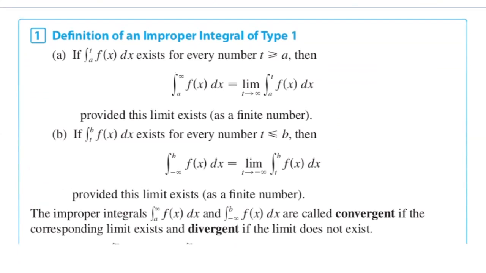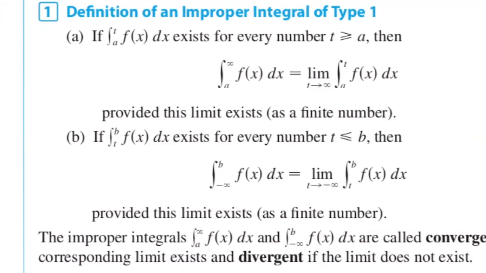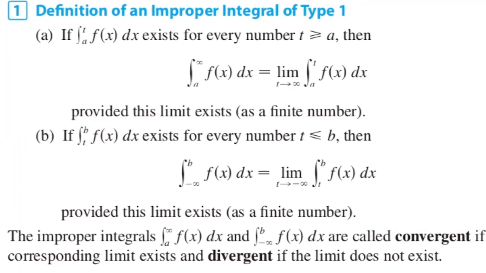I hope you can see the font. I'm going to blow that up just a little bit more so it's a little easier to see. If you can integrate your function from a to t and get a number for every t that's bigger than or equal to a, then if I write the integral from a to infinity of that function, what I mean is take the limit of that expression as t goes to infinity. If the limit exists, we say it's convergent. If the limit doesn't exist, it's divergent. Divergent is the opposite of convergent.